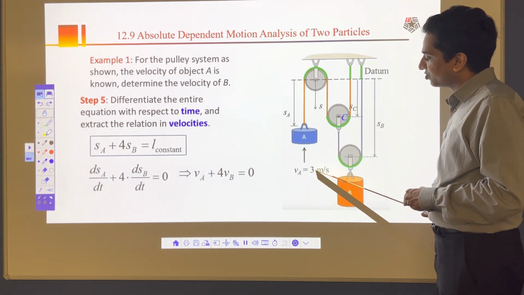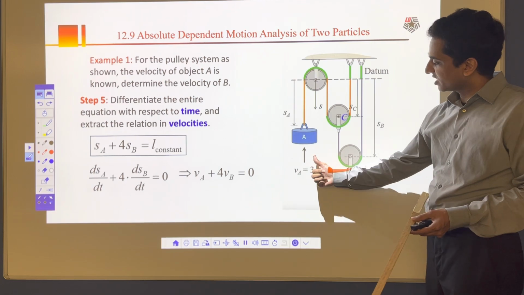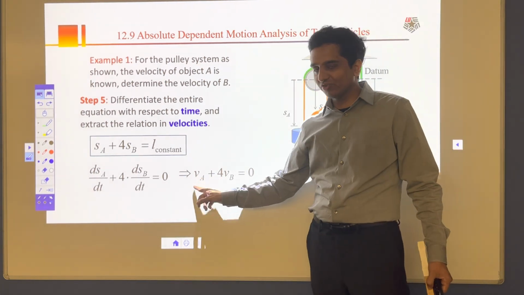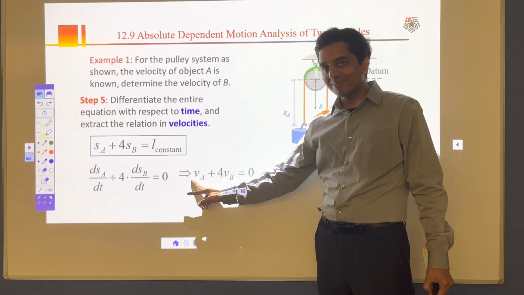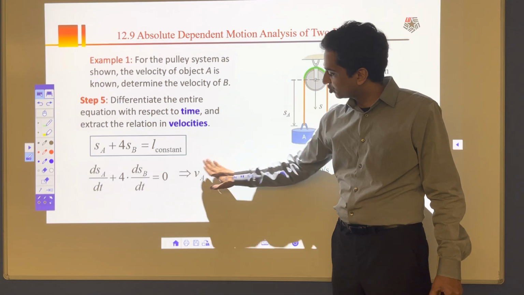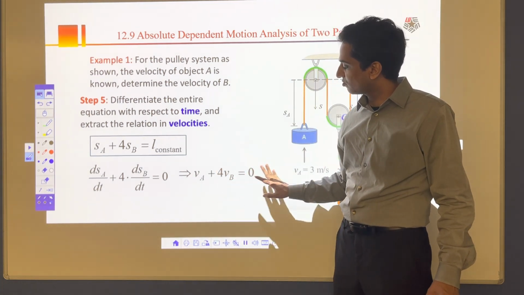All you have to do is put VA as 3 here. Now in this case, this 3 is going in the upward direction. So when it goes in the upward direction, I am going to put that VA as minus 3. This will become minus 3 is equal to minus 4 VB. Or I can take this VA here, that will become minus VA, minus 3, minus becomes plus, 4 VB is equal to 3.